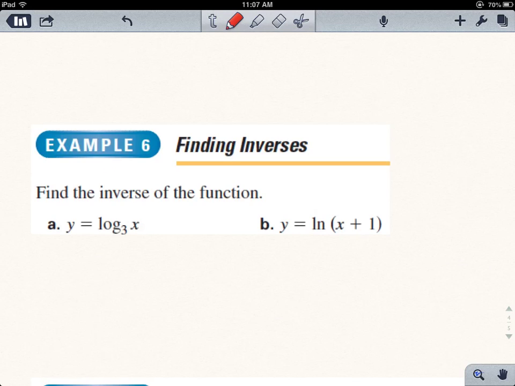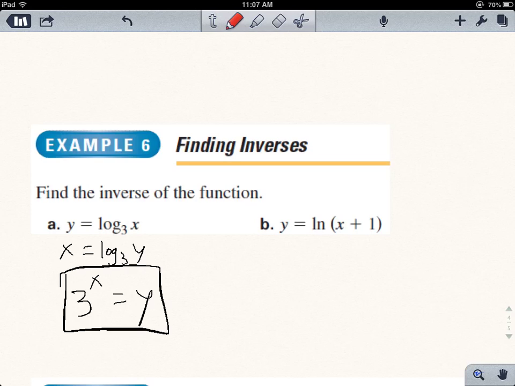Okay, we want to find the inverse of a function. This is going to help us graph our function in the future. So again, our method doesn't change. Swap x and y. We have log base 3 of y now equals x. Now we need to solve for y. So the only way to do that now is to write this in exponential form. This is saying 3 to the x equals y, which would be our inverse.